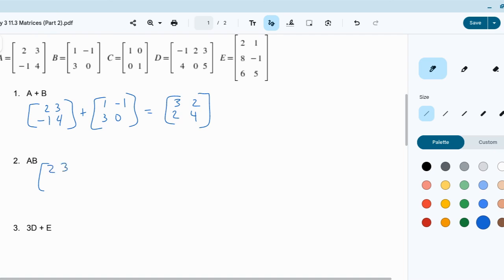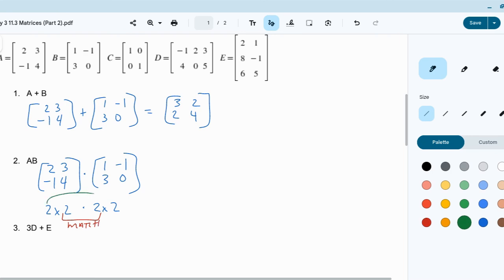So we have 2, 3, negative 1, 4. We are now going to multiply times 1, negative 1, 3, and 0. I'm multiplying here a 2 by 2 matrix with another 2 by 2 matrix. Since these match, I can multiply them together. The nice thing is, whatever's on the outside here, those values are the size of the matrix I will get when I am all done.